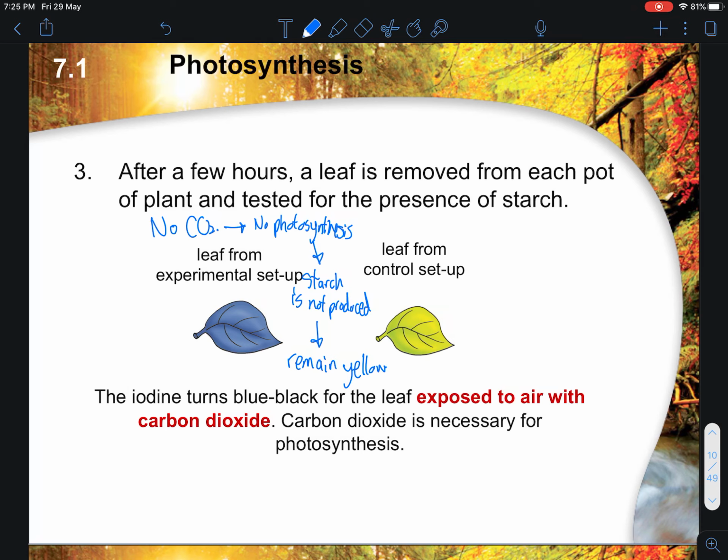Whereas in the control, CO2 is present, so photosynthesis will occur. When photosynthesis occurs, glucose is produced, resulting in starch being present. And when starch is present, it will turn blue-black.